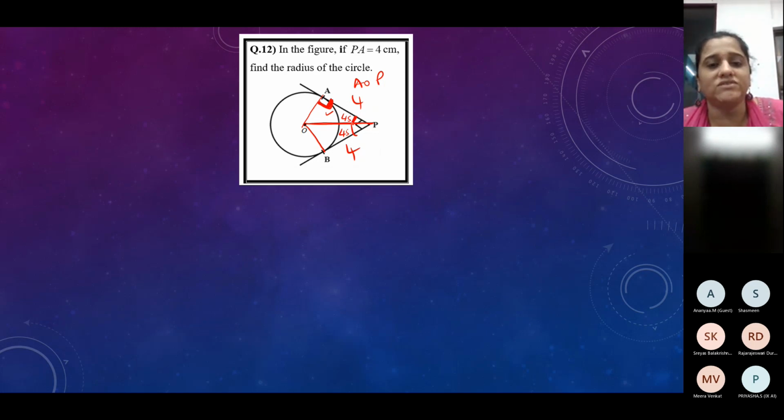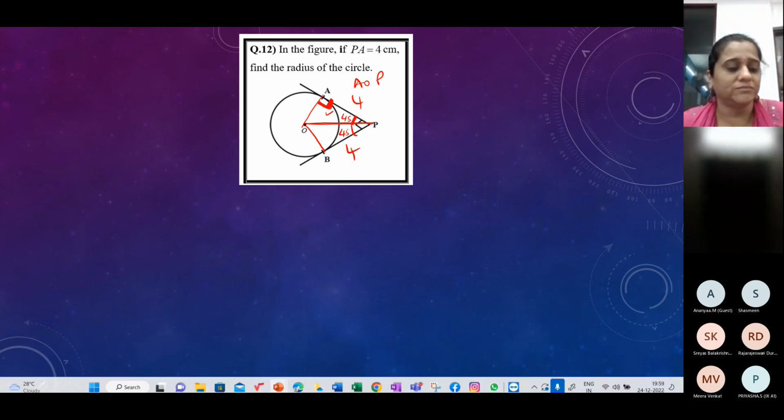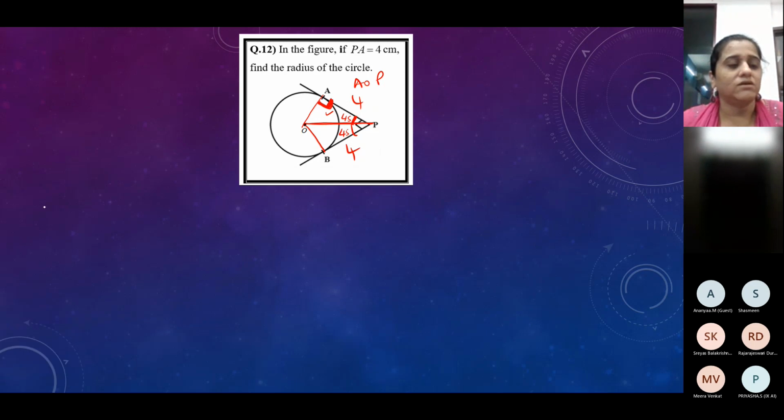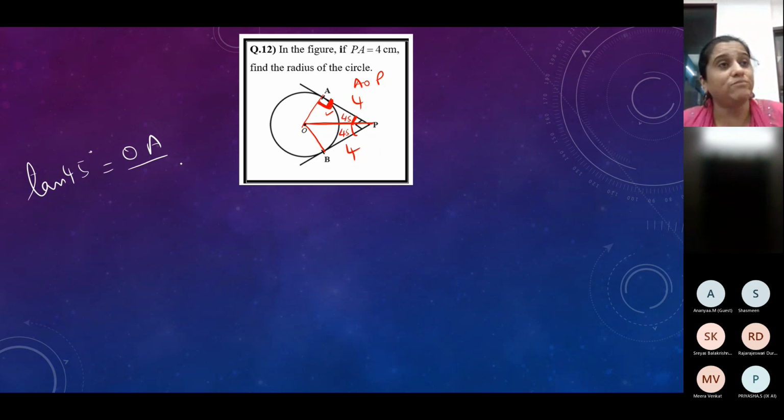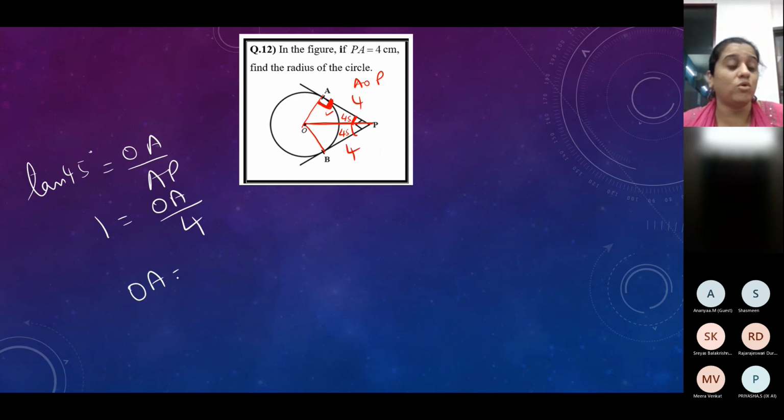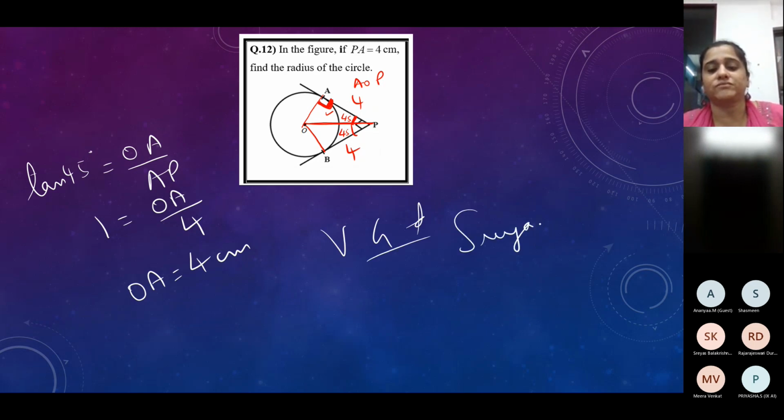So for 45 degrees, OA is the opposite side. Tan 45 degrees is equal to opposite OA by adjacent AP. OP cannot be the adjacent side because it's a hypotenuse. So AP is the adjacent side. Tan 45 is 1. OA is equal to OA only because we do not know. AP is 4. On cross multiplying, OA is equal to 4 centimeters. Very good, Shreyas.